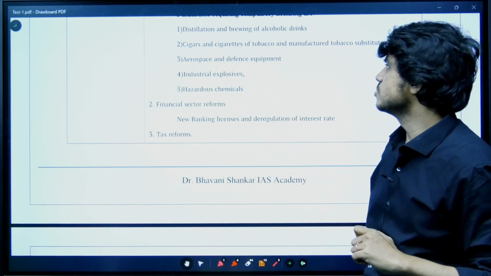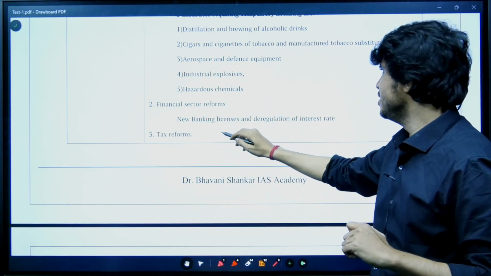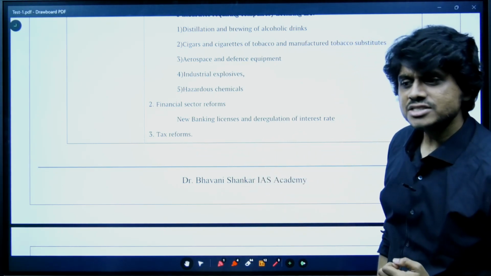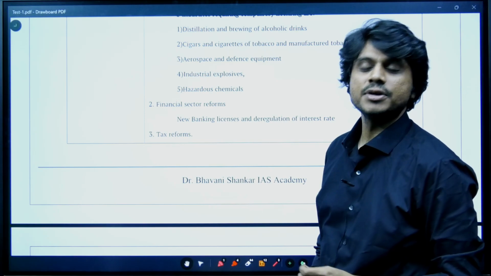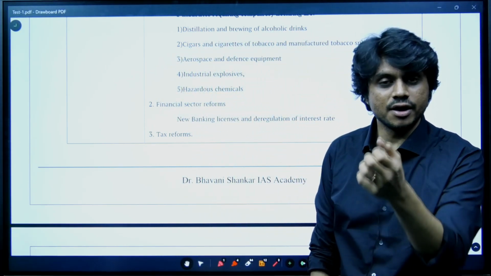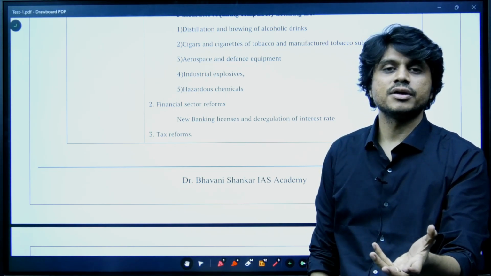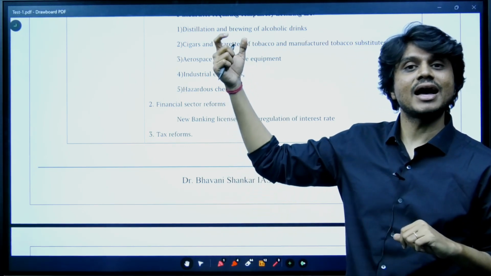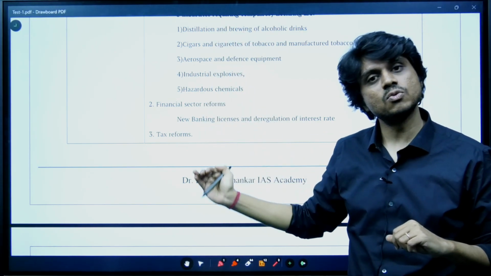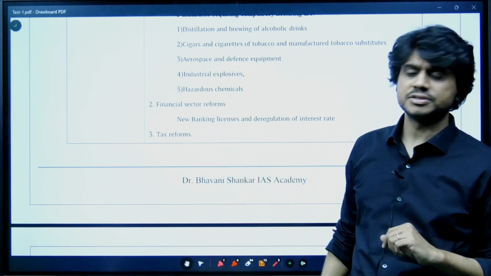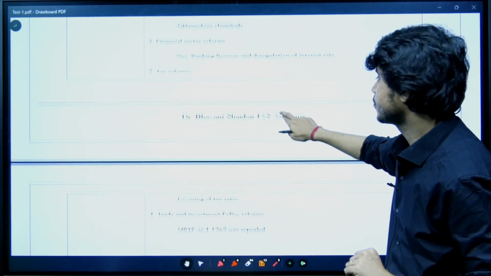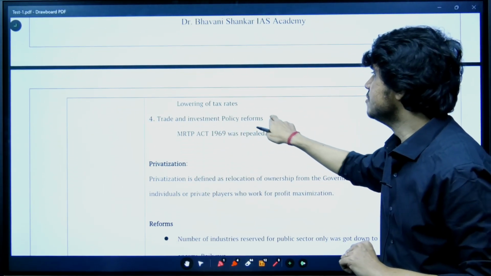So financial sector reforms were introduced, with new banking licenses and deregulation of interest rates, and then taxation reforms. Earlier the tax rates were also very high, which discouraged the companies. Even today the corporate tax rate has been slowly coming down. It was as high as 40%, and in earlier generations it was even higher. So we are slowly moving towards lower corporate tax rates. Okay, so the tax reforms were introduced, and then trade and investment policy reforms.